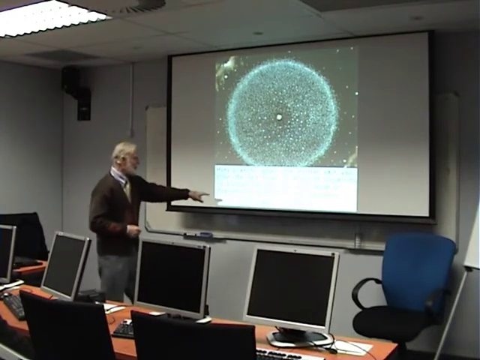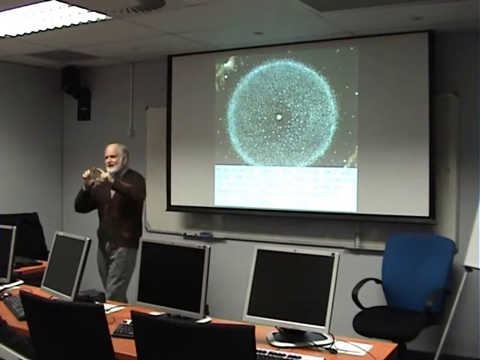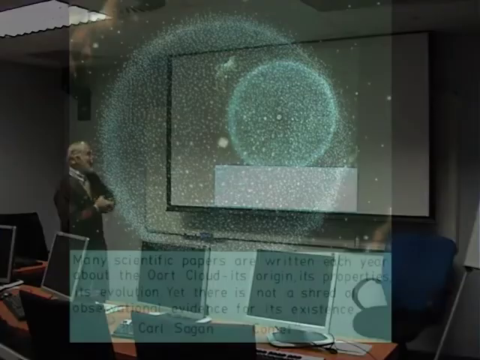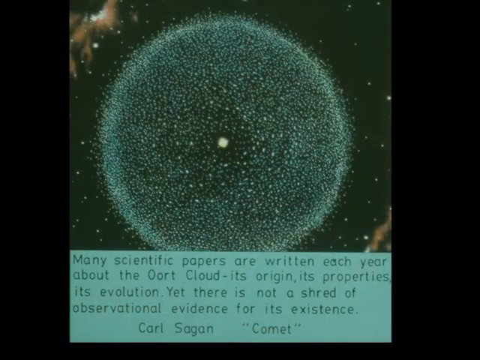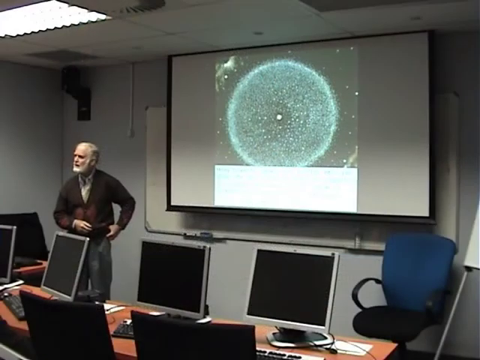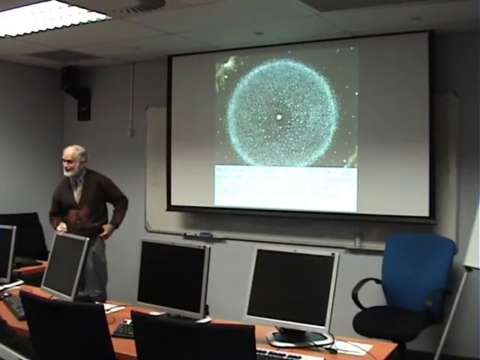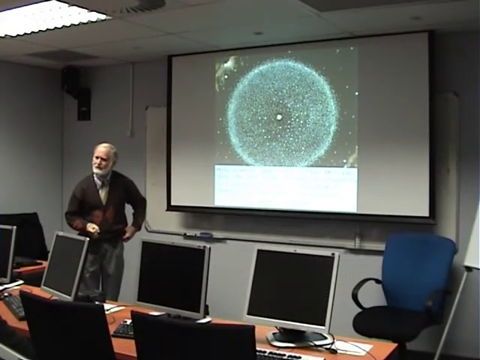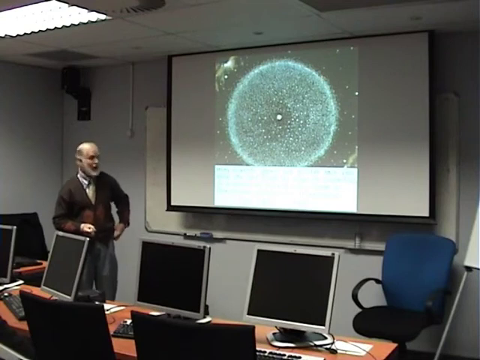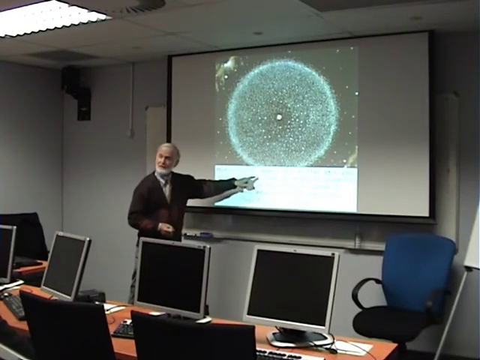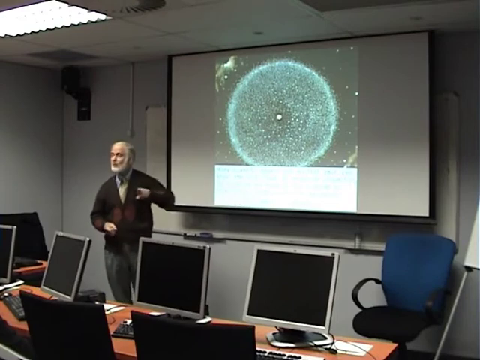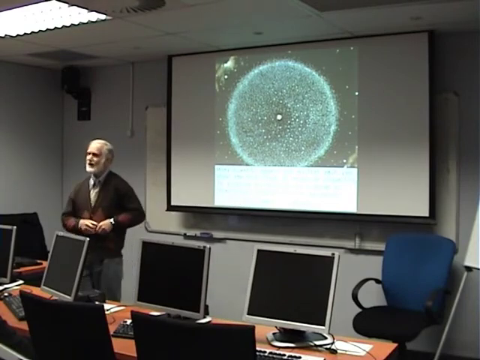But let's see what Carl Sagan says about these fairies. Many scientific papers are written each year about the Oort cloud, its origin, its properties, its evolution, yet there is not a shred of observational evidence for its existence. Can there be any measurements on them? Any observations? But they're scientific, because they're published in the journals of science.